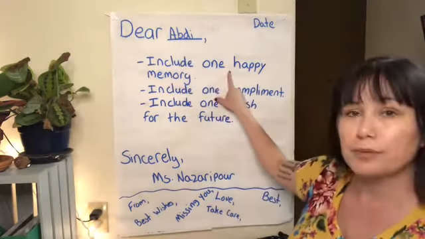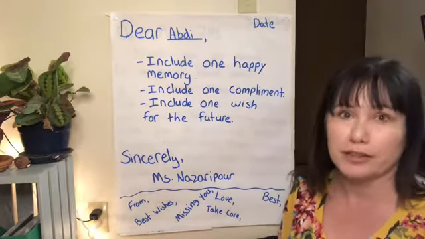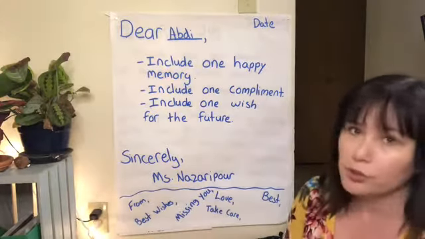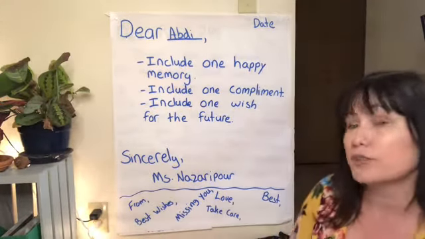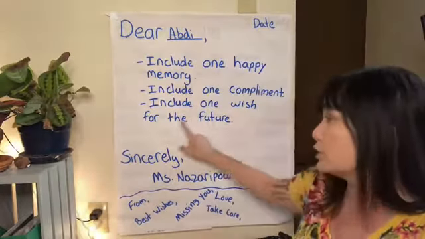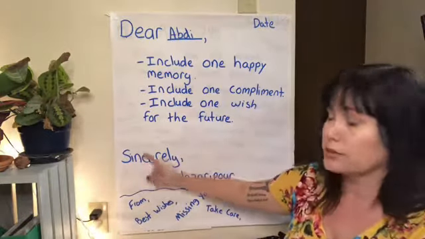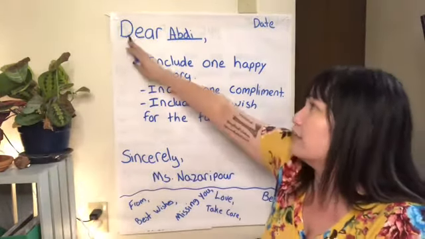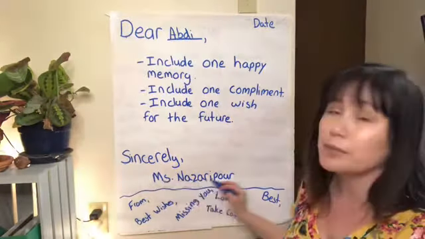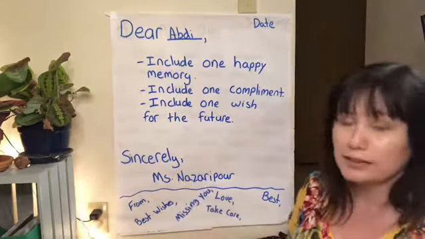Now, here's some great things to include in your letter in case you get stuck on what to write. Include one happy memory you have with the person you're writing to, or one happy memory that you both shared in class. Include one compliment for that person. I know that you have many, many compliments for all of your friends in class, even if they aren't your best friend. Include one wish for the future. Then you're going to sign the letter. I signed mine sincerely, but I made sure that this, like the D in dear, was a capital, and I used my comma, and then I put my name. And of course, my name is also a proper noun, so it has to be capital.